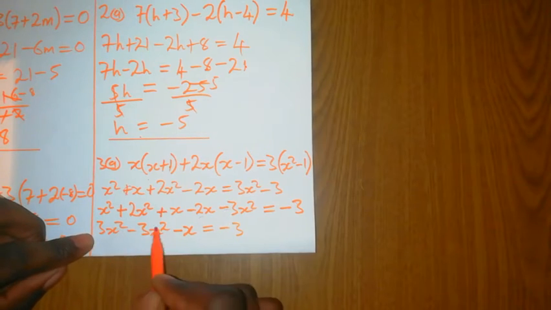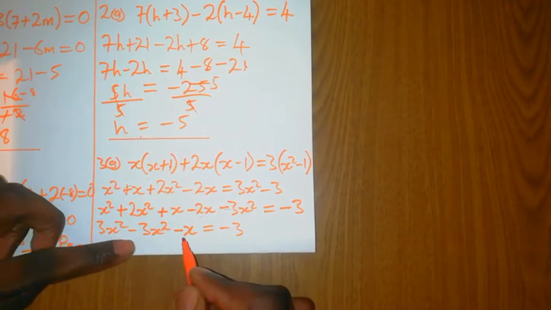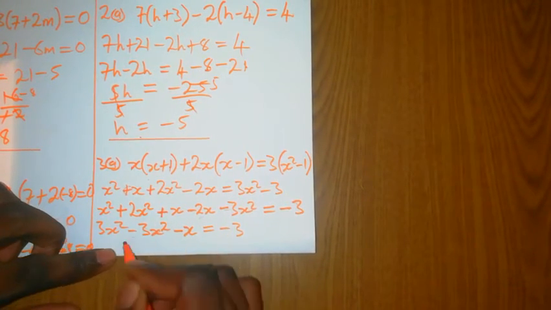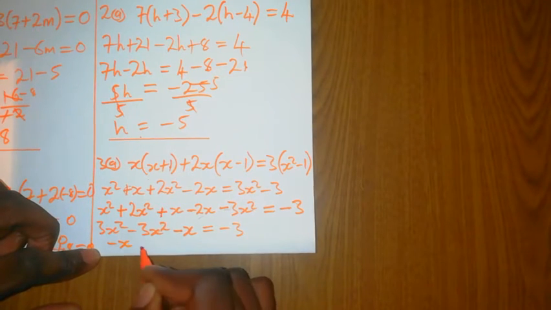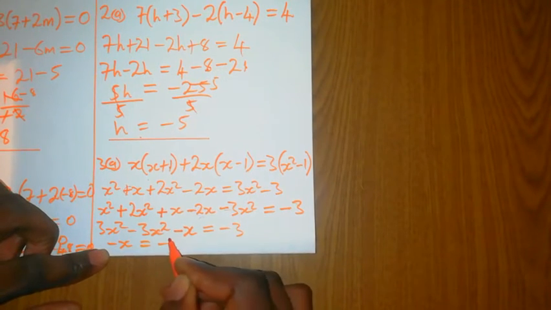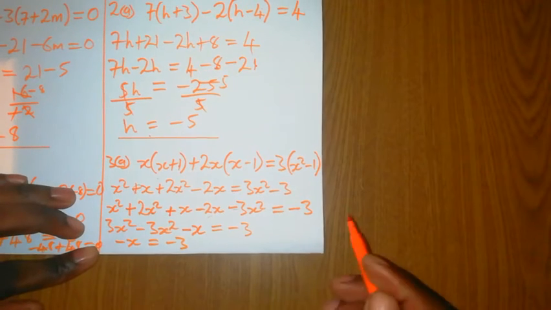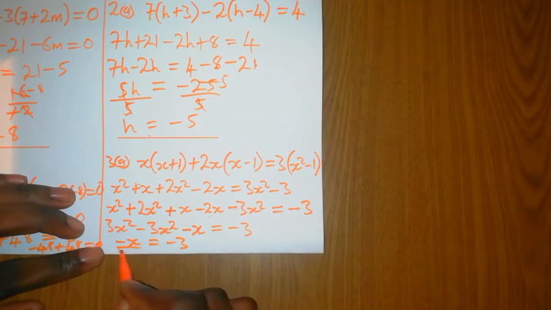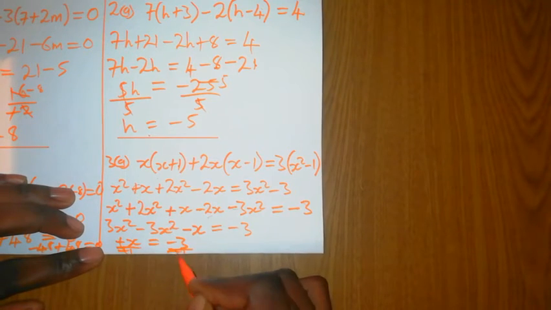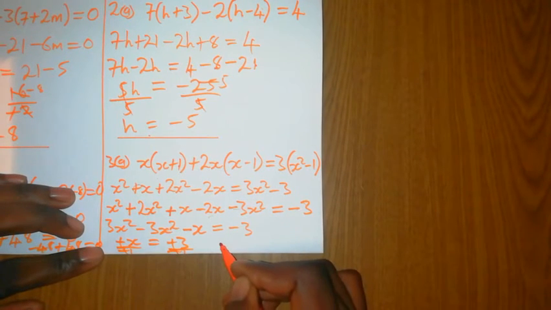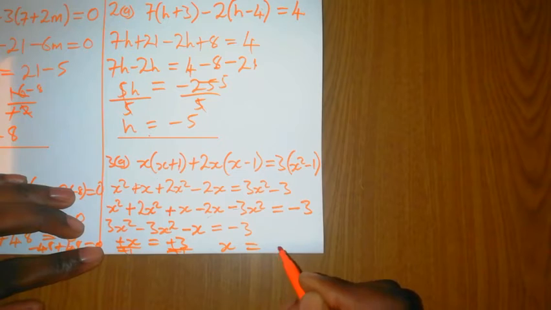Now 3x squared minus 3x squared, that's a 0 there. Then I'm left with negative x is equal to negative 3. We just divide by negative 1 on both sides. So your final answer, x is equal to what?